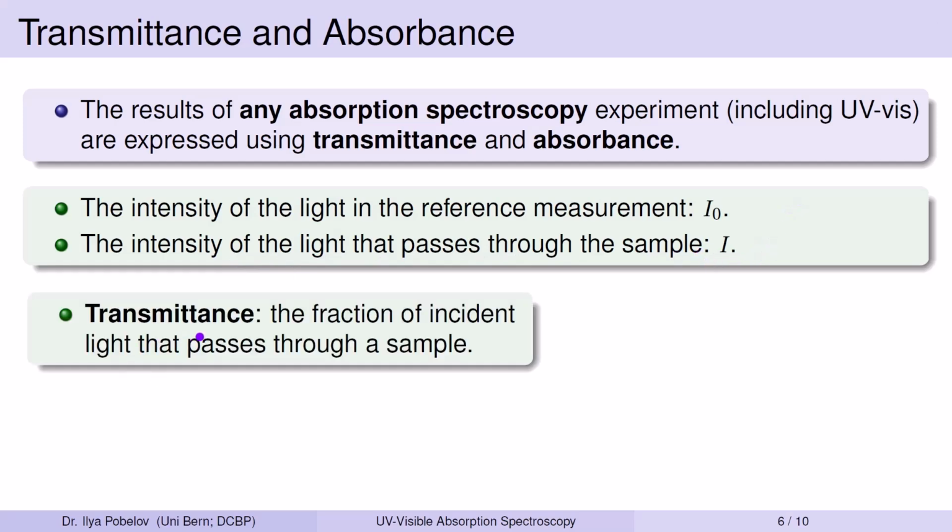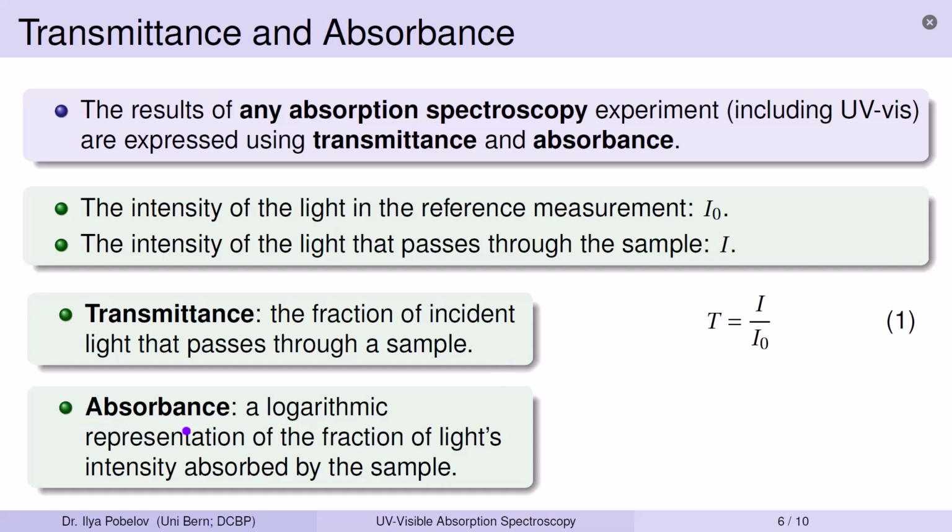Transmittance is defined as the fraction of incident light that passes through a sample. Mathematically, it is given by the ratio of I and I0. This can also be expressed as a percentage. Absorbance A, on the other hand, is a logarithmic representation of the fraction of light's intensity absorbed by the sample. It is calculated as the negative of the decimal logarithm of transmittance.